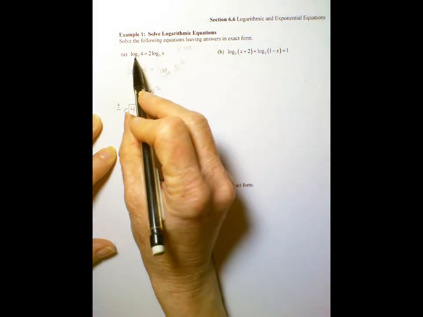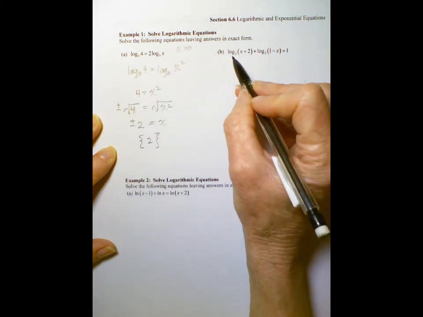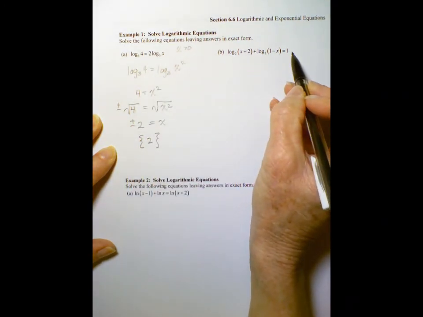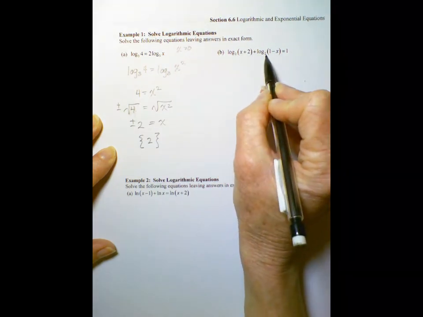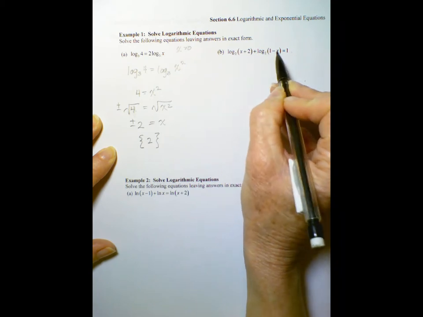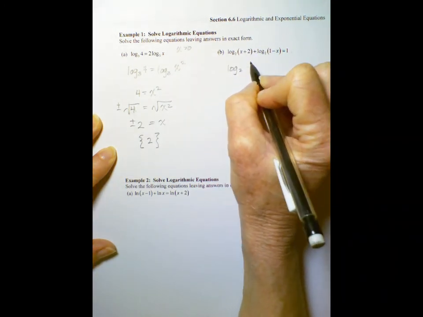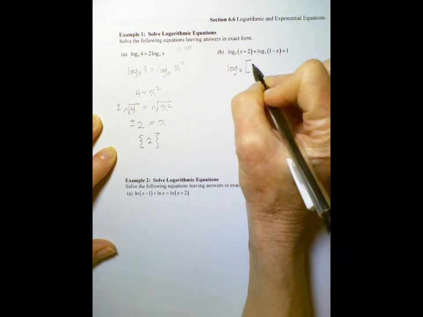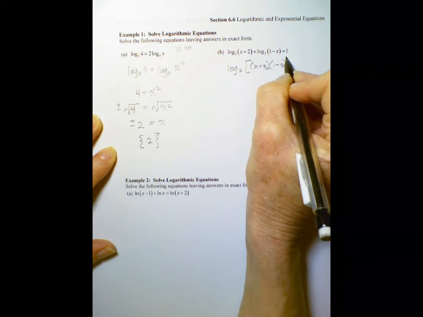Okay, so this was one we could do as the log equals log. Let's look at the next one. We have log of something plus log of something equals 1. It's a sum. They have the same base. I can combine that into a single log. I can write this as log base 2 of m times n, x plus 2 times 1 minus x.